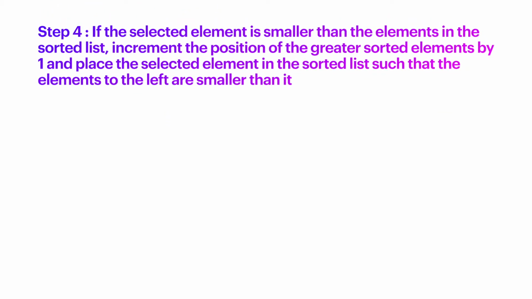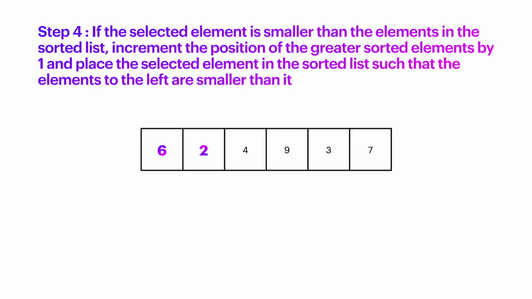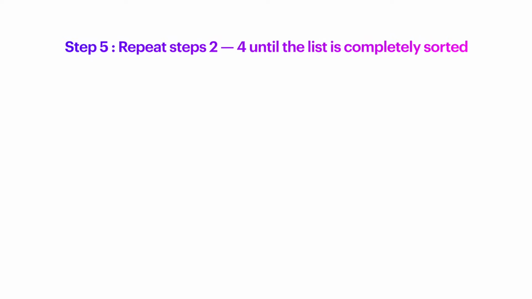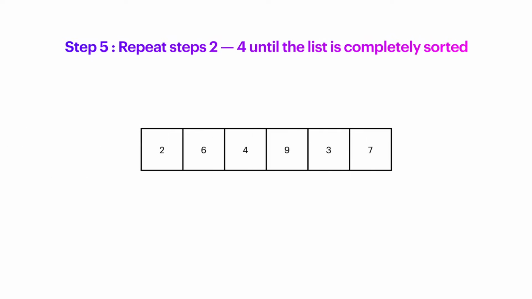Now upon comparing, we see that the element 6 is greater than 2 and so its position is incremented by 1, and as there is no element left to compare 2 with, we insert 2 in the first position and now 2 is in its correct position. So now let's repeat the steps 2 to 4 until this list is completely sorted.